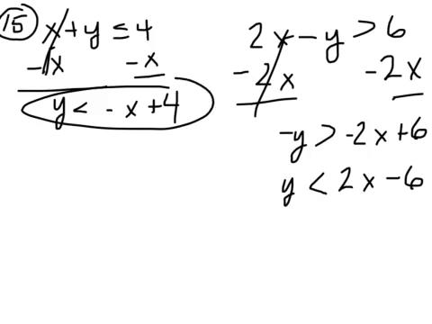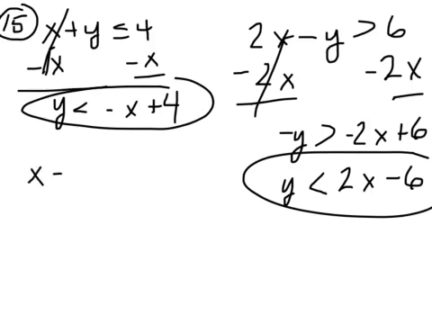So I'm going to have to graph in a minute this one and this one. And I'm just going to do them all at once. We've got one more we need to solve for y if it's not already. And it's not, of course. X minus 2y is equal to 8.